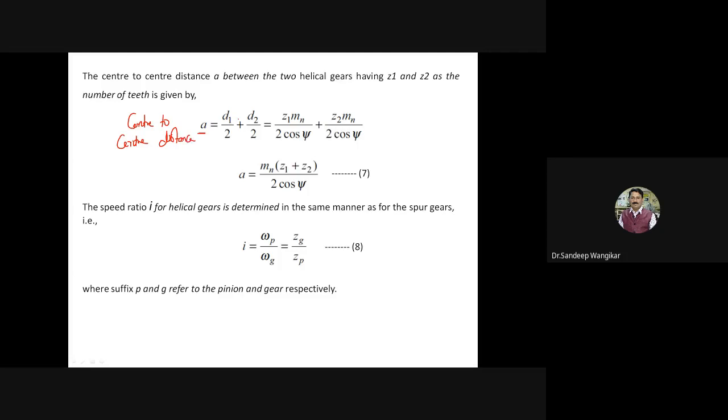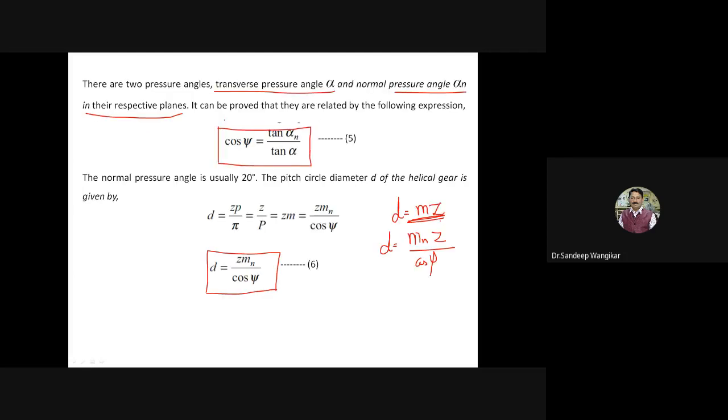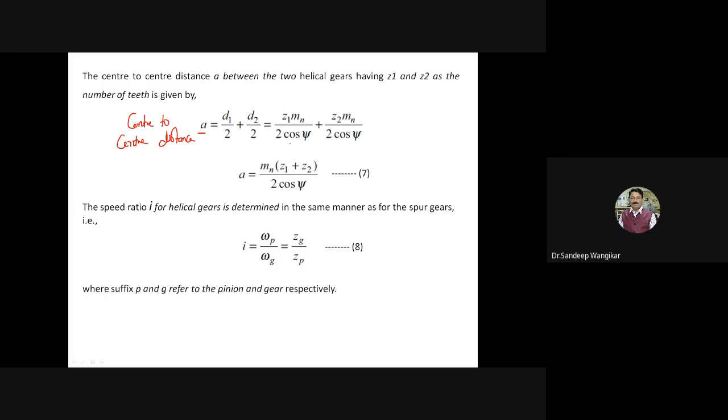Center to center distance A is d1 by 2 plus d2 by 2, or you can say dp by 2 plus dg by 2: the pitch circle diameter of the pinion divided by 2, and the pitch circle diameter of the gear divided by 2. We have diameter is equal to z mn divided by cos psi. I will write here for your understanding: diameter is equal to z mn divided by cos of psi. This formula we are having. So d1 is z1 mn divided by cos of psi, and d2 is z2 mn divided by cos of psi. These two will remain as it is.